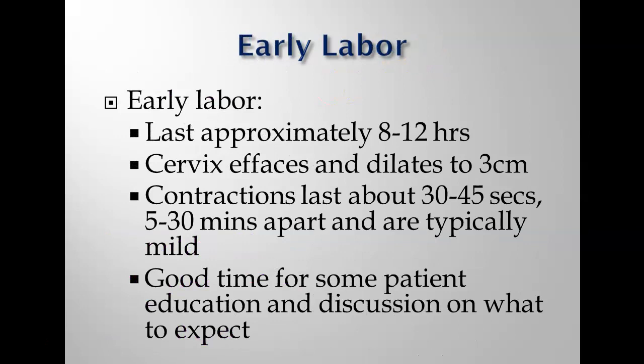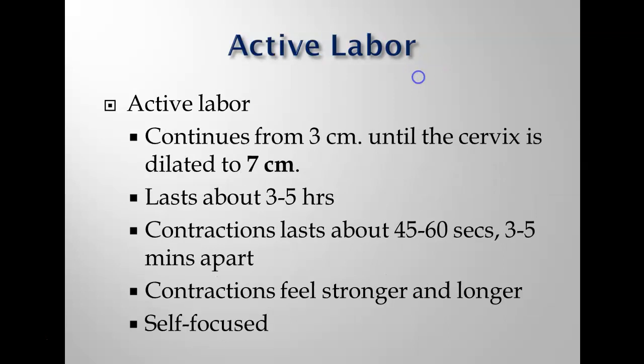In early labor, this can last approximately 8 to 12 hours. The cervix is effacing, or thinning. The cervix is dilating, hopefully to 3 centimeters. Contractions are lasting about 30 to 45 seconds long. They're still pretty irregular at 5 to 30 minutes apart and are typically mild. This is a good time for some patient education and discussion on what to expect, as they're not terribly uncomfortable or in pain, and they can pay attention to education.